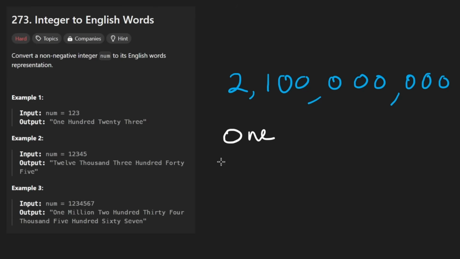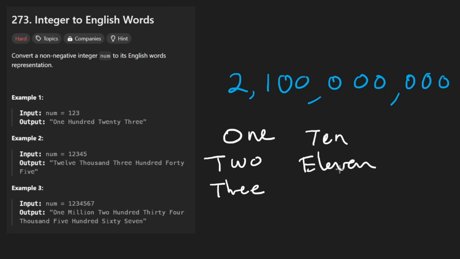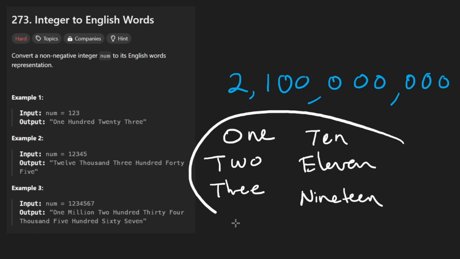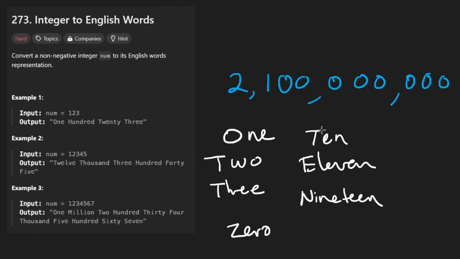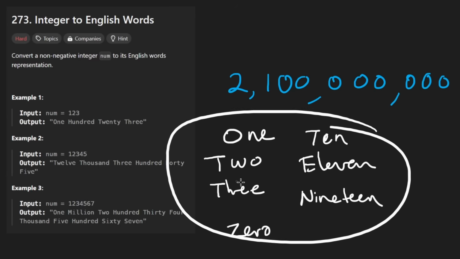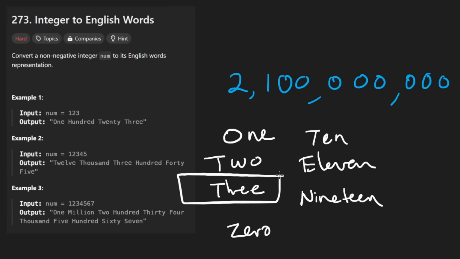We have 1, we have 2, we have 3, and we can do this all the way up until we get to the teens. We get to 10 and 11, and this is the tedious part. We go all the way up until 19. So all of the first 19 numbers, and I guess you could count 0 as well, all of those numbers are going to have a separate string for each of them.